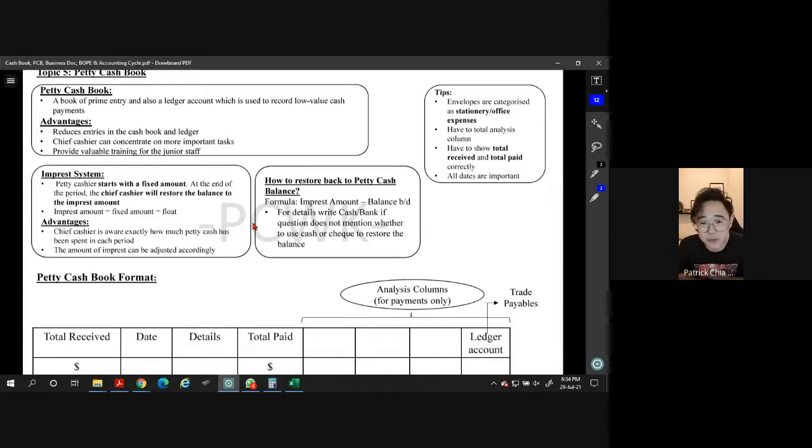But here in the business, it's not like this. In a business, everything must be exact. So you start with 100. If you have $5 balance now, I'll give you 95. I won't give you 100. Right? So that's what the imprest system is. And then the important thing is how to restore. You need to know how to restore. There's a formula, very easy. Just use your fixed amount. The imprest amount is the fixed amount. You minus whatever balance you have. If your fixed amount is $10, you have balance $1, so how to restore? Give you 9.